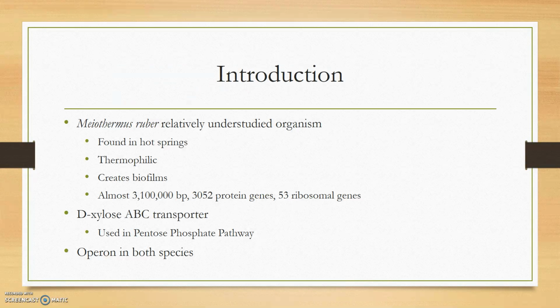To introduce this, M. ruber is a relatively understudied organism that was discovered in hot springs across Europe and Asia. It was originally part of the Thermus genus, but was moved to Meiothermus in 1966 when the genus was first set up. It is a thermophilic bacteria that prefers to grow in temperatures between 35 and 70 degrees Celsius. And like all other Meiothermus species, it creates biofilms when given the opportunity, and it actually exudes a yellow pigment.